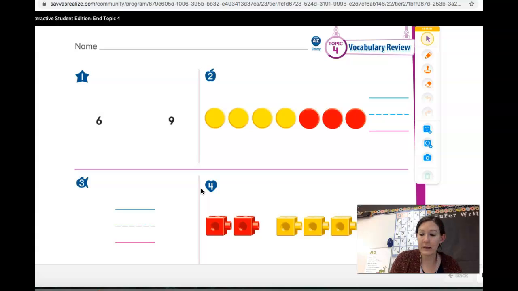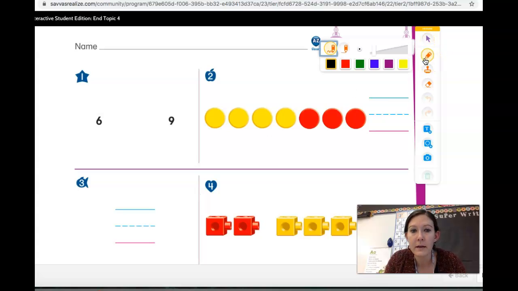So let's go ahead and get started. And just like I tell you every other time, if I'm going a little bit too fast, you can always pause and then push play when you're caught up. All right, let me get my pencil ready. I think I am going to choose blue today.